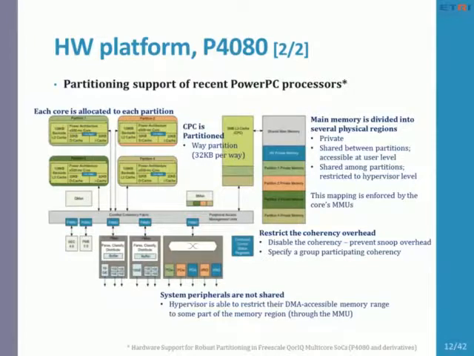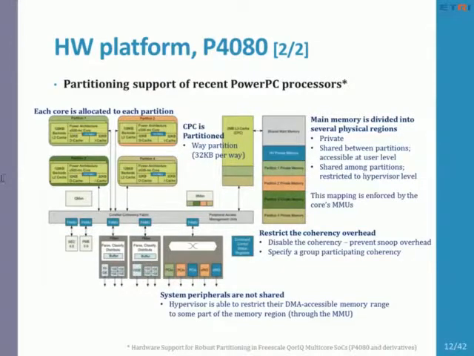First, each core is dedicated to a partition, and we can divide main memory, physical memory, into several physical regions, and we can assign each region to each partition. And also, the L3 cache can be partitioned into multiple regions, assigned as disjoint cache spaces, and allocated to each partition. Likewise, I/O devices can be partitioned and allocated to each partition.